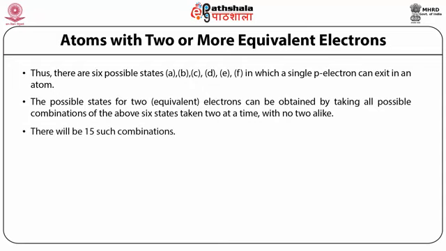There will be 15 such combinations: AB, AC, AD, AE, AF, 5 combinations; BC, BD, BE, BF, 4 combinations; CD, CE, CF, 3 combinations; DE, DF, 2 combinations; and EF, 1 combination. In total, 15 such combinations can arise.